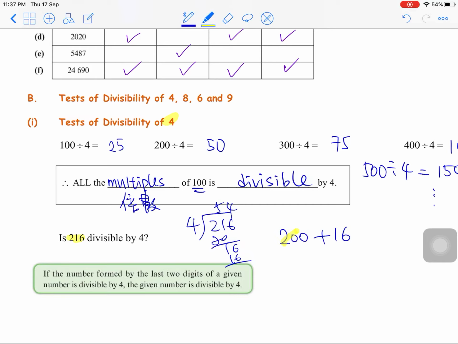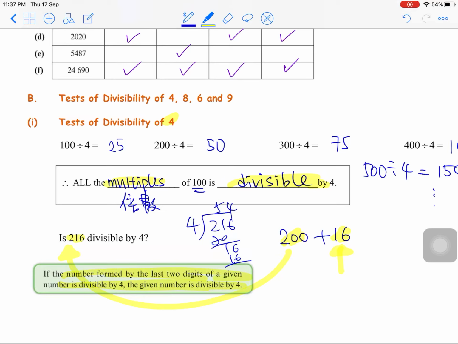If both of them are divisible by 4, then they added up must be divisible by 4. Now 200 must be divisible by 4 because I just proved that: all the multiples of 100 will be divisible by 4, right? Then you check the second number, 16, which is divisible by 4 as well. Then finally, the whole number will be divisible by 4. That is the rule here.